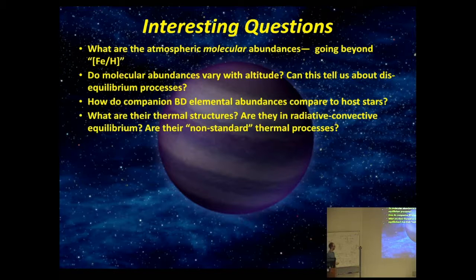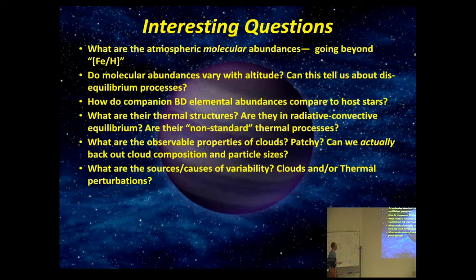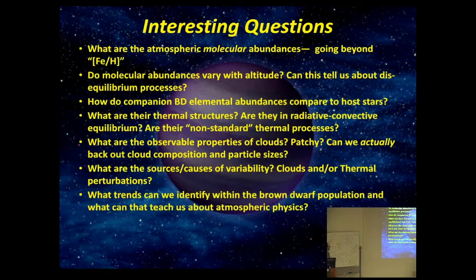What are their thermal structures? Can we tell if they're not in radiative convective equilibrium like we would expect? What are the observable properties of clouds? Are they patchy? Can we actually back out the cloud compositions? What are the sources and causes of variability? There are a lot of observations of rotational variability of these brown dwarfs, which may be due to clouds or other interesting physical effects. And finally, if we study a large population of objects, what can we learn about the physics by looking at trends in, say, temperature or gravity?